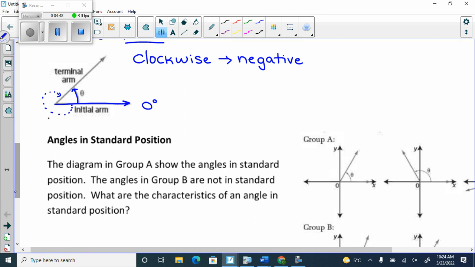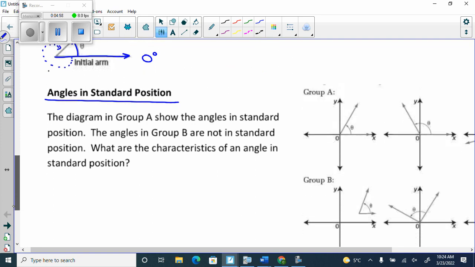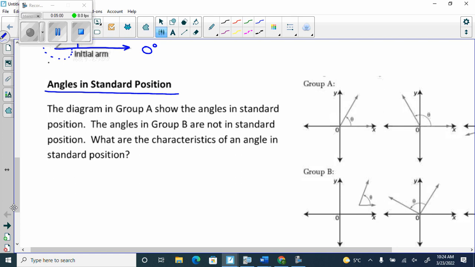So, angles in standard position. This is important because they're going to talk about it next year as well. Angles in standard position. The diagram in group A shows the angles in standard position. The angles in group B are not in standard position. What are the characteristics of an angle in standard position?